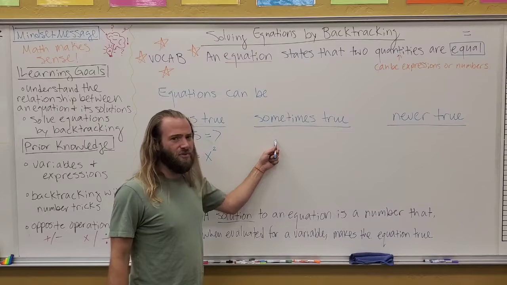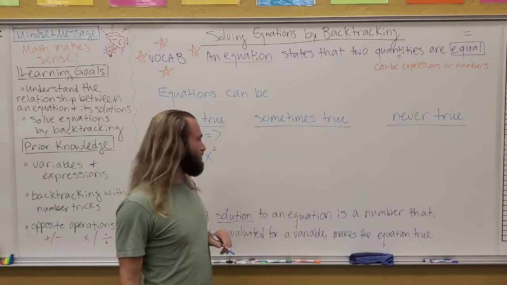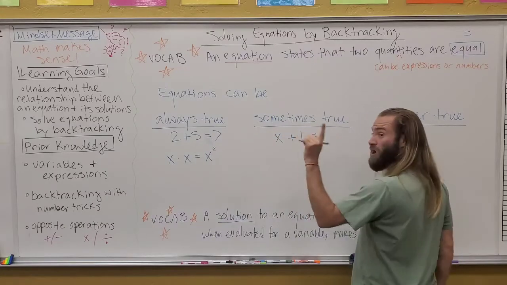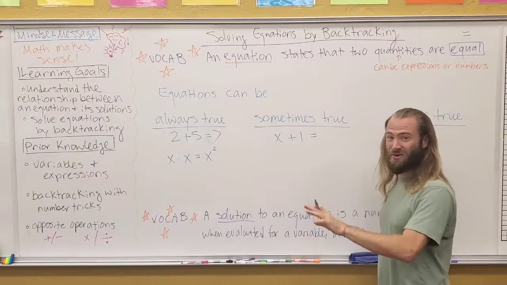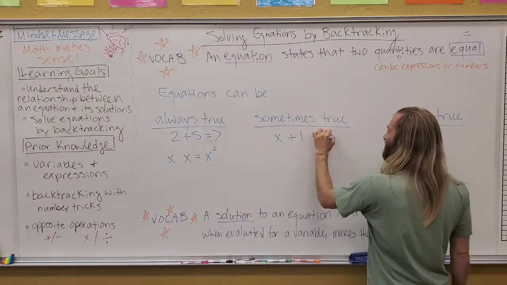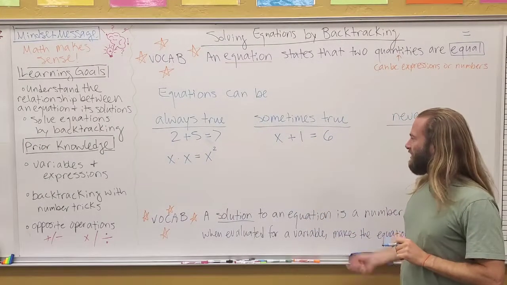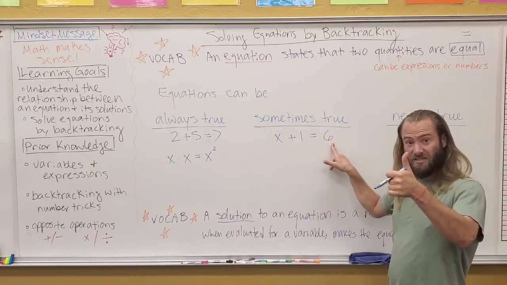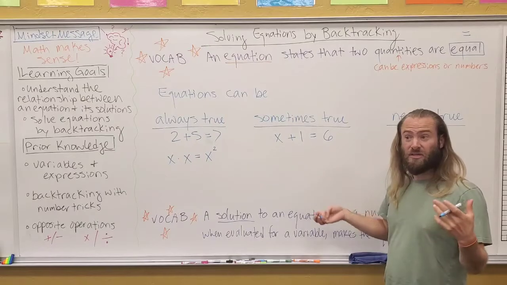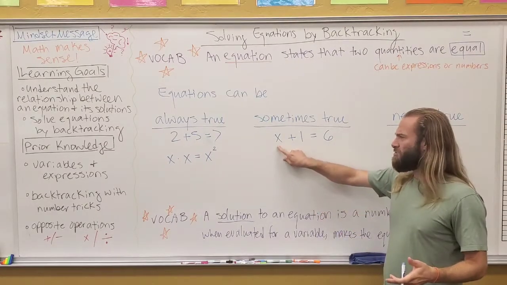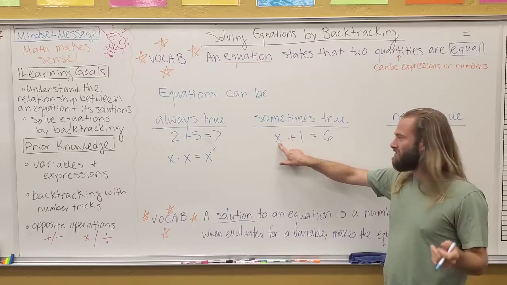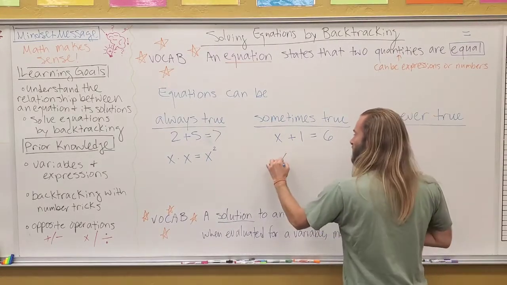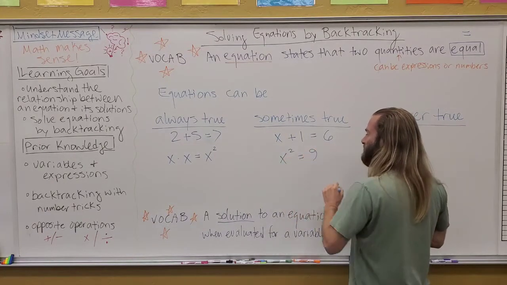Now, most of the equations you've been used to working with in your life are sometimes true. An example of a sometimes true equation, and this would have just one solution, so almost every number doesn't work, but there is one number that does. Let's say x plus 1 equals 6, right? Clearly, if you put 5 in here, 5 plus 1 equals 6, and so that is true for the number 5. But if I put a different starting number here, like 8, 8 plus 1 is obviously not 6, right? So that's sometimes true.